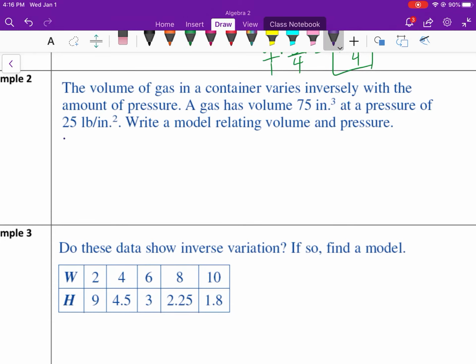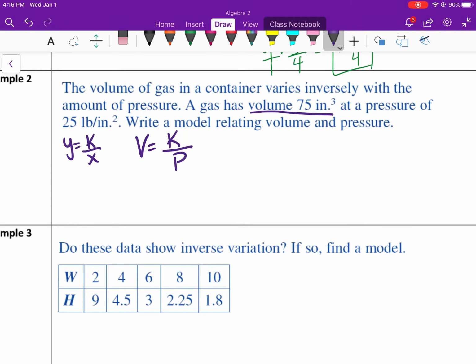So first it's inversely. So typically it's inversely is constant of variation divided by x equals y. Now this is a gas. Volume in a gas container varies inversely with the amount of pressure. So the volume varies inversely with pressure. So it'd be V equals K over P. So volume varies inversely with pressure.